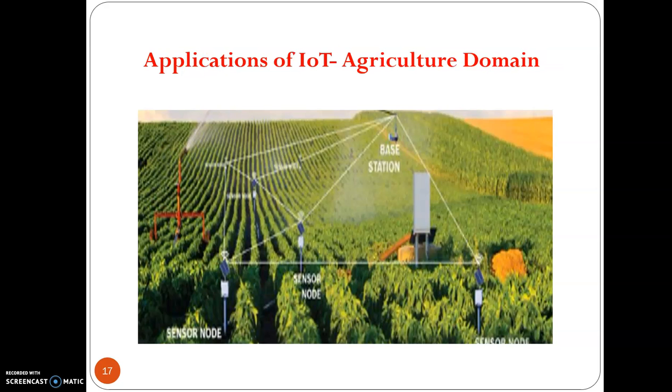The next is the agriculture domain. IoT has applications such as a smart irrigation system that helps in saving water, which is also going to enhance productivity. The same can be installed in a greenhouse.